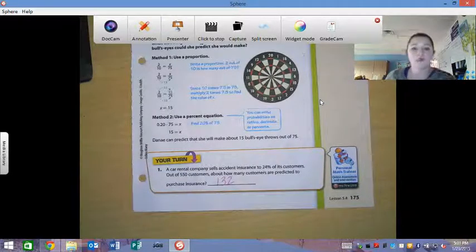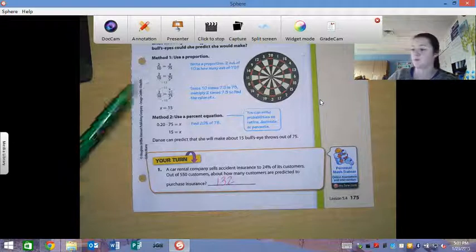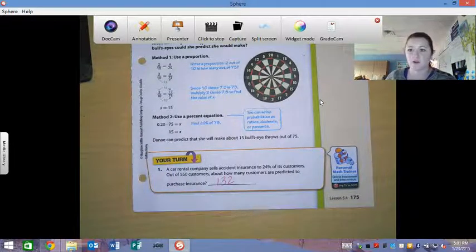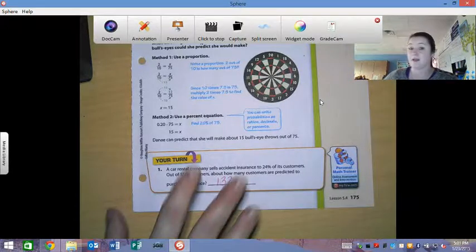So, whenever you set this up, either as a proportion or you use the percent method, you should get 132. If you do not, then you need to go back and check your math. Maybe you made a simple calculation error, or if you set up your proportion, maybe you set it up incorrectly. So, if you need help, make sure you let me know.